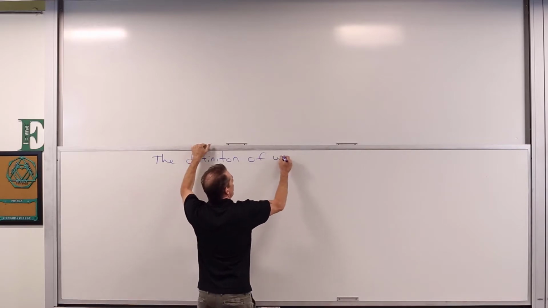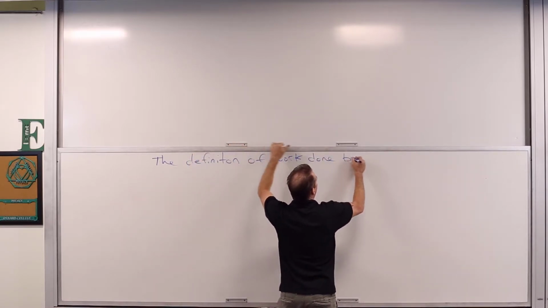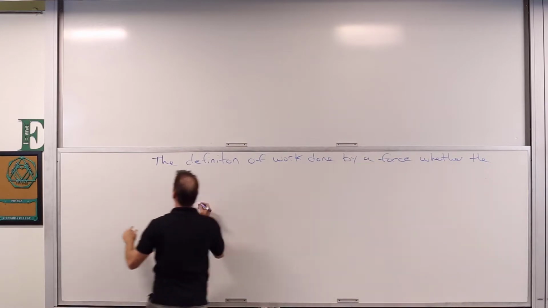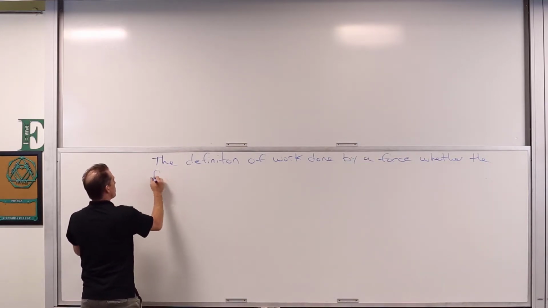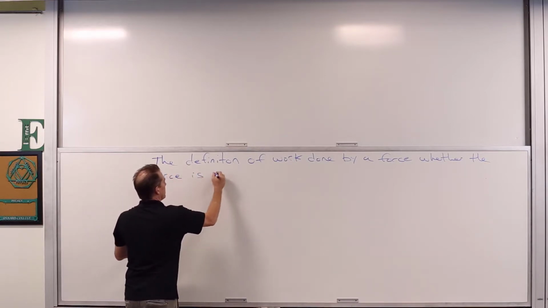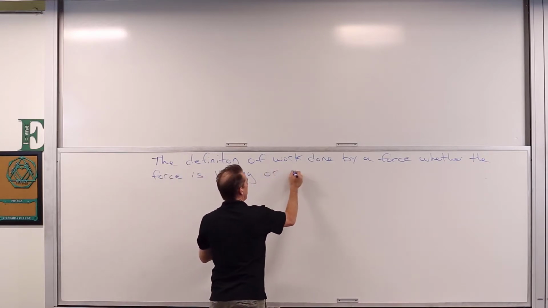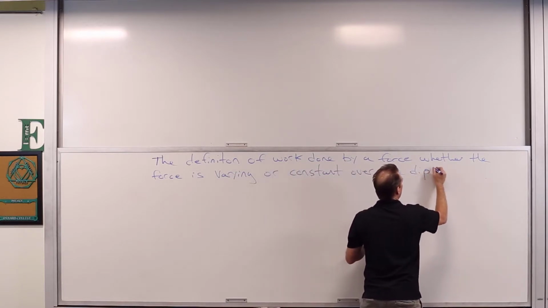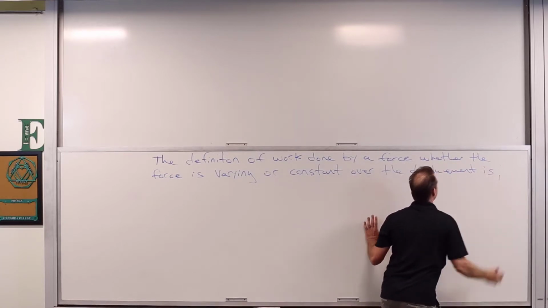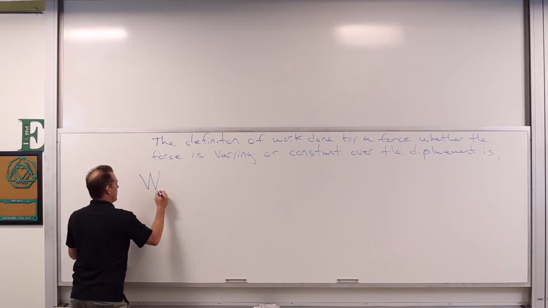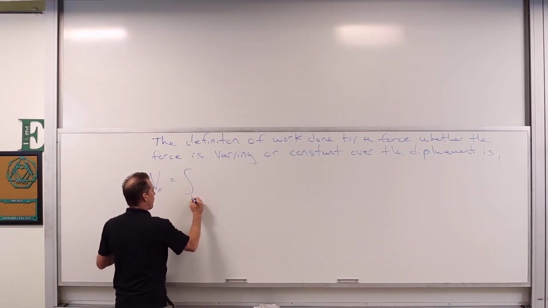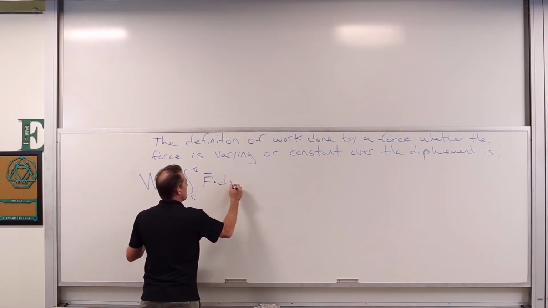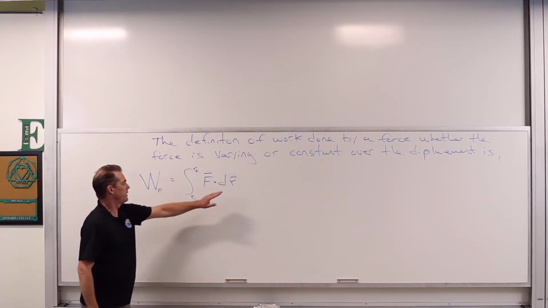The definition of work done by a force, whether the force is varying or constant over the displacement, is: work done by a force is equal to the integral from some r initial to some r final of F dot dr. So this is the infinitesimal displacement vector.